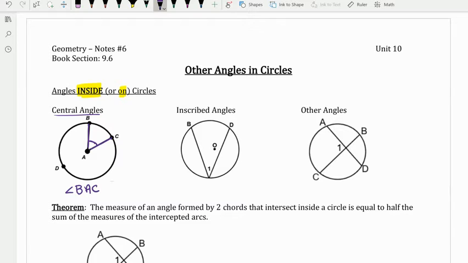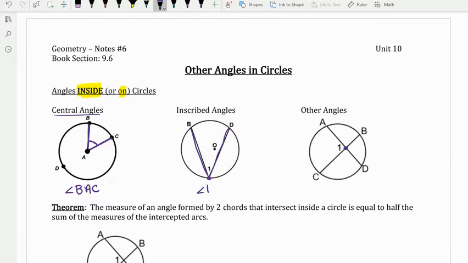Then we moved on and started talking about inscribed angles last week. That's where our vertex is on the circle, and the two sides of the angle are chords of the circle. So here, angle 1 is an inscribed angle. We also have other angles we can make inside circles, and that's when we take two chords and make them cross at any point inside the circle. This one is labeled angle 1 here, but we've made 4 angles that go around inside the circle with those two chords. So that can also be a way to make angles in circles.